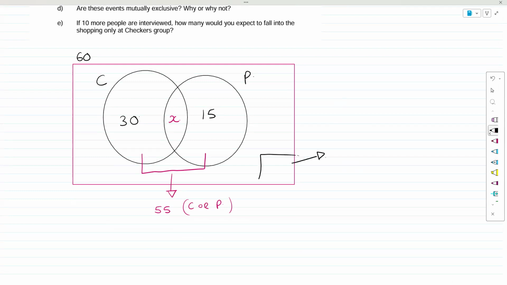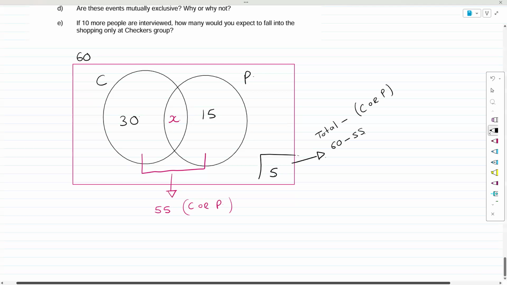if 55 people want to shop at Checkers or Pick and Pay, that means 60 minus 55 equals 5. How do I know that? That's the total. And that's the people who want to shop at Checkers or Pick and Pay. So that's why it works out well. And then this is none.